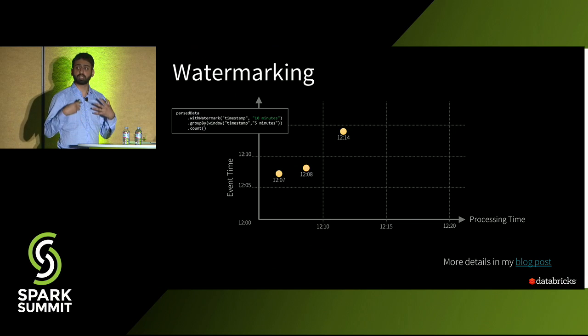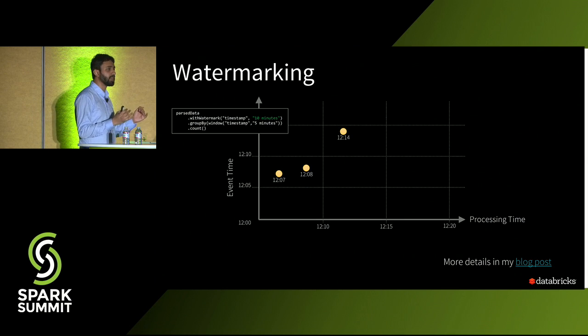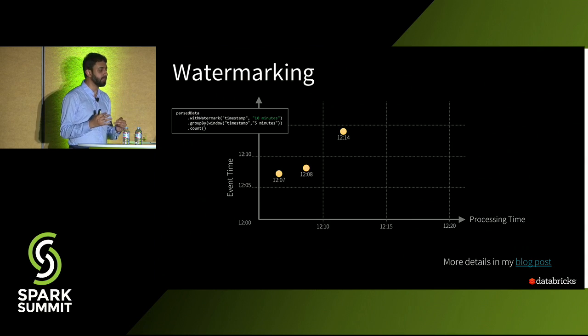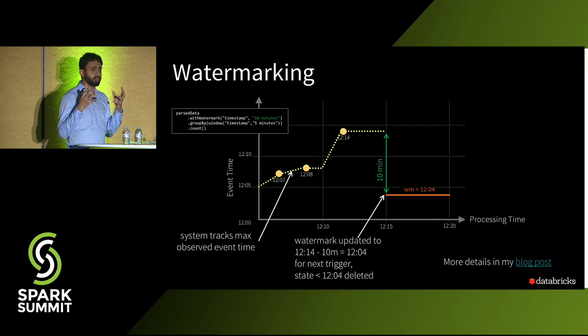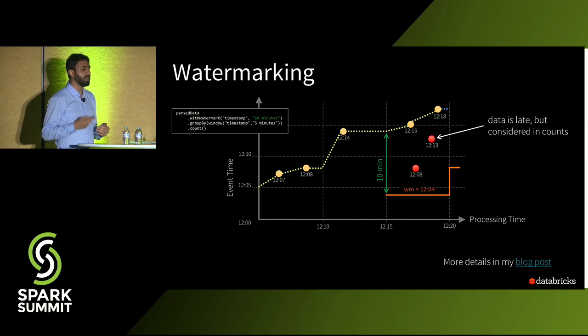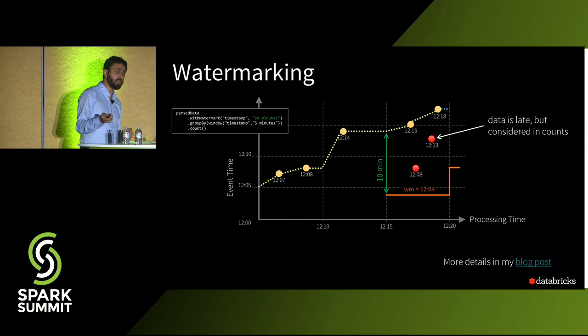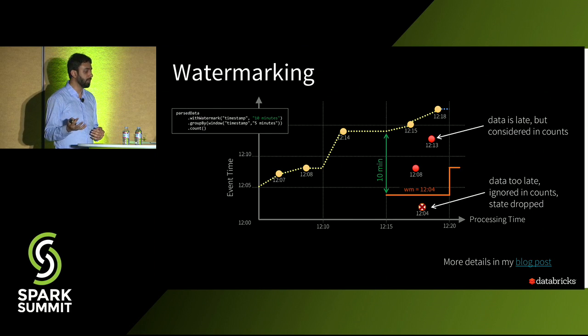So when the query actually runs, we are going to see that the system automatically figures out what the max event time is, automatically tracks it, and automatically figures out, based on the trailing gap of the watermark, what the actual value of the watermark should be. Accordingly some data may be late, but it will be considered, and some data is too late, and therefore will not be considered and its state cleared off completely.